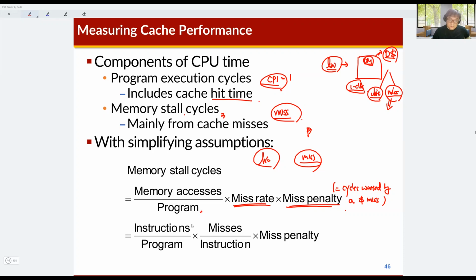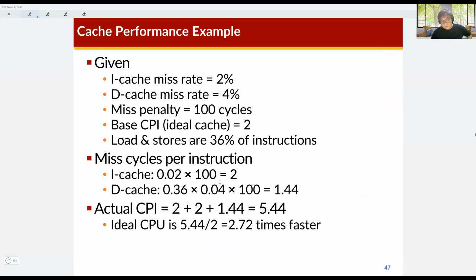We can rewrite this equation with the number of instructions in a program. It is the instruction count multiplied by the number of misses per instruction, and then multiplied by the miss penalty. Okay, so this is the equation for memory stall cycles by cache misses. Okay, let's see the example.